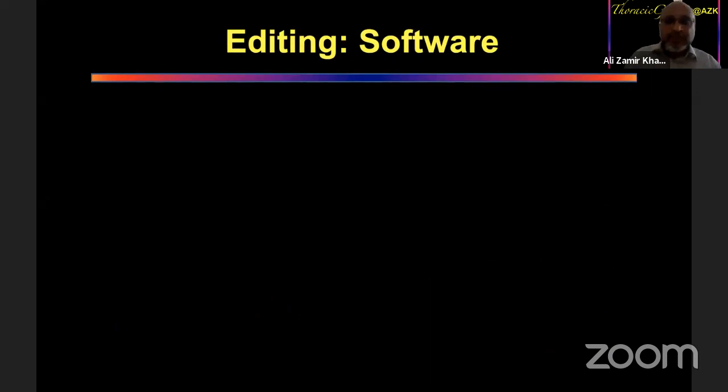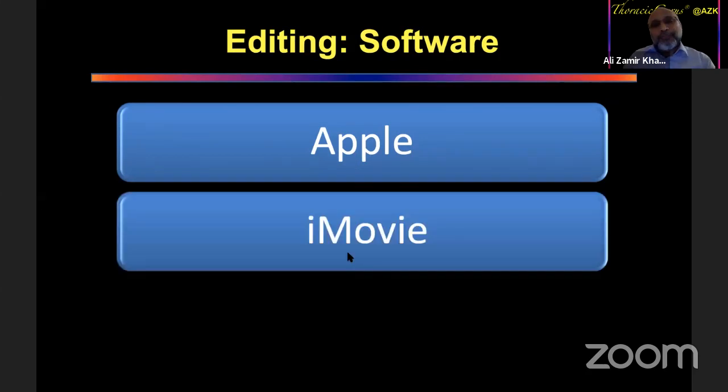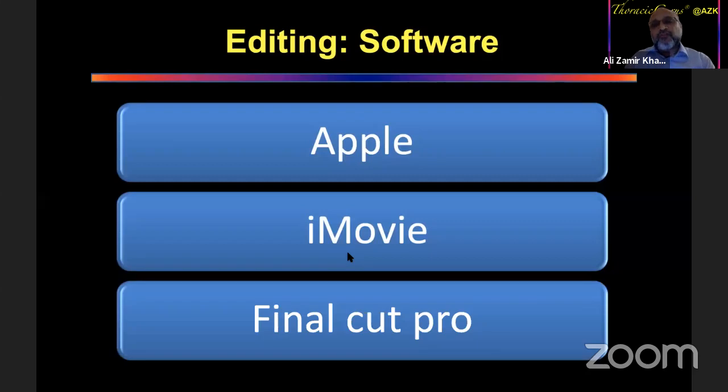So what are the softwares available for you? Apple, best. If you're doing images, if you're doing videos, if you're doing anything, Apple is the best. iMovie with Final Cut Pro, beautiful combination. iMovie is okay for the average guy. Final Cut Pro is for the professional guy or somebody who wants to learn more about video editing. But Final Cut Pro allows you many more functionalities within the video to edit it to a high level.